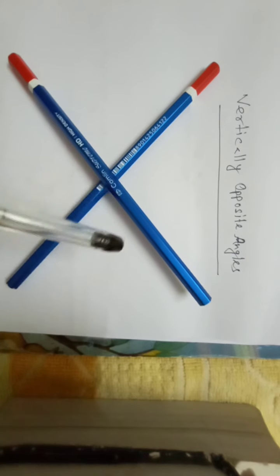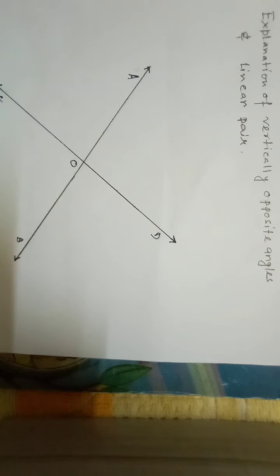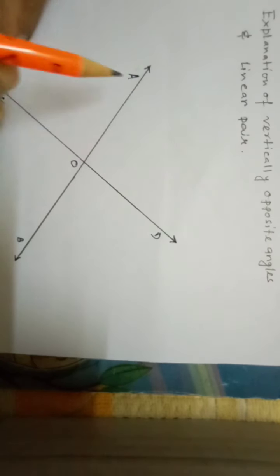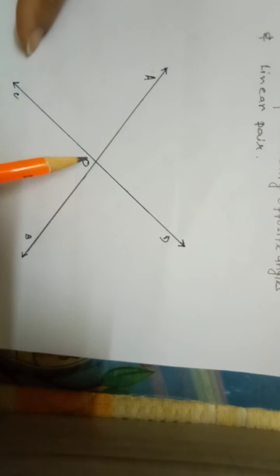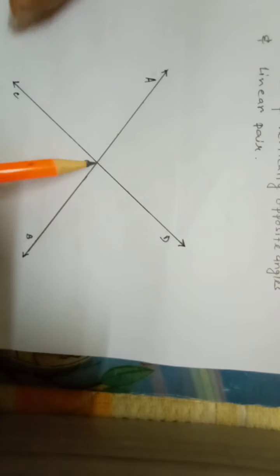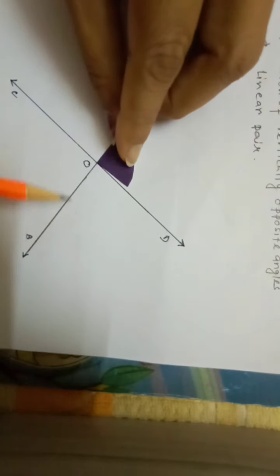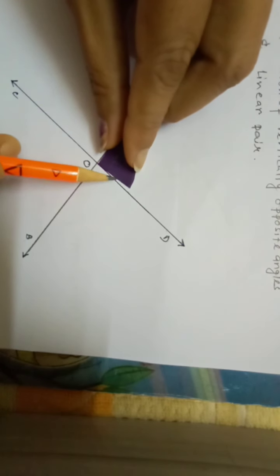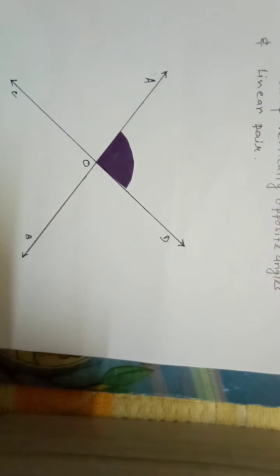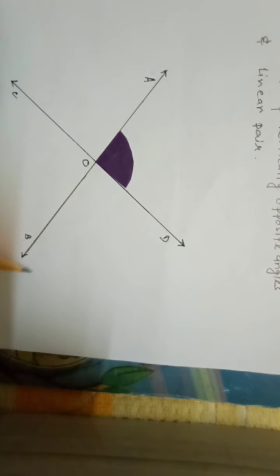As we are showing now one practical experiment. Now students, again see these two lines intersect each other. One line is AB, another line is CD, intersecting each other at point O. Now this angle I am showing by one colored paper. I have made this angle. See, this is one angle and here I am showing another angle.